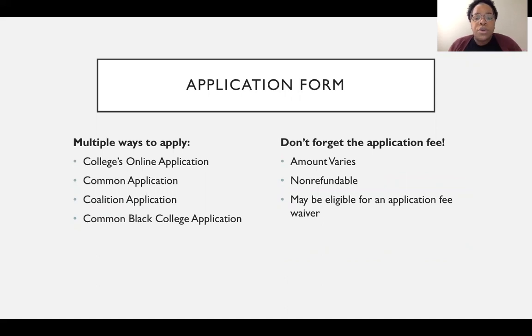So there are multiple ways that you can apply to college. First being the college's online application. Almost every institution, if you go on their website, you can see a big sign that says apply, and you go ahead and apply online. There's also what's called the common application. So this is basically where you can apply to multiple schools at once.